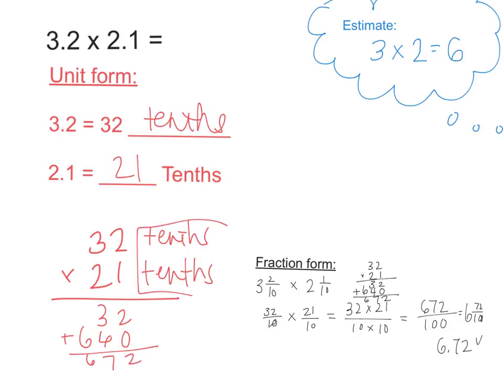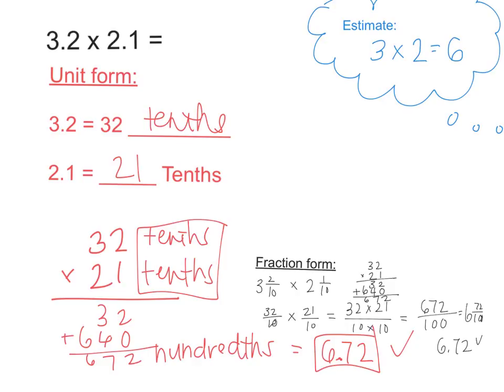Now, let's talk about the units. If I have 1/10 times 1/10, what do I have? 1/100th. So it's 672 hundredths. And if I want to write that in unit form, I can write 672. And where do I need to put the decimal point so that this rightmost number is in the hundredths? I need to put the decimal point between the 6 and the 7. Did I get the same answer both ways? Yeah. So I know that then that 3 2/10 times 2 1/10 is 6 and 72 hundredths.